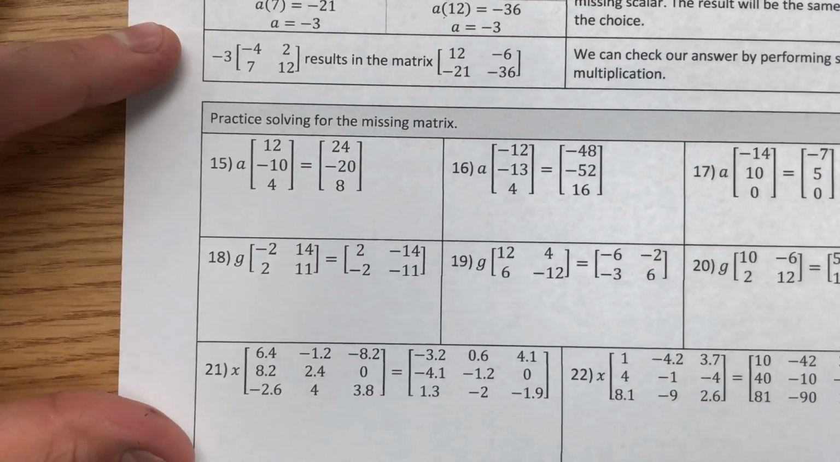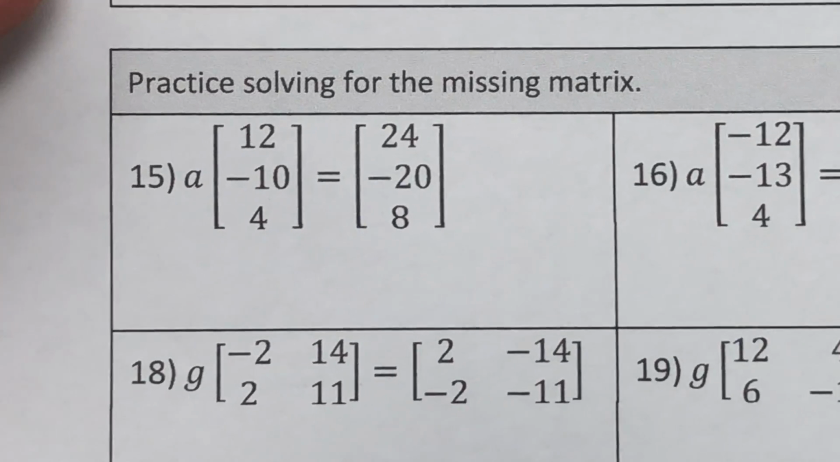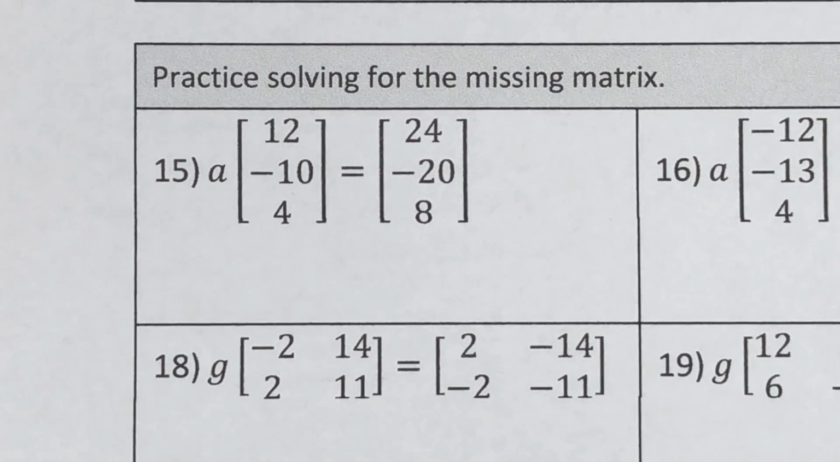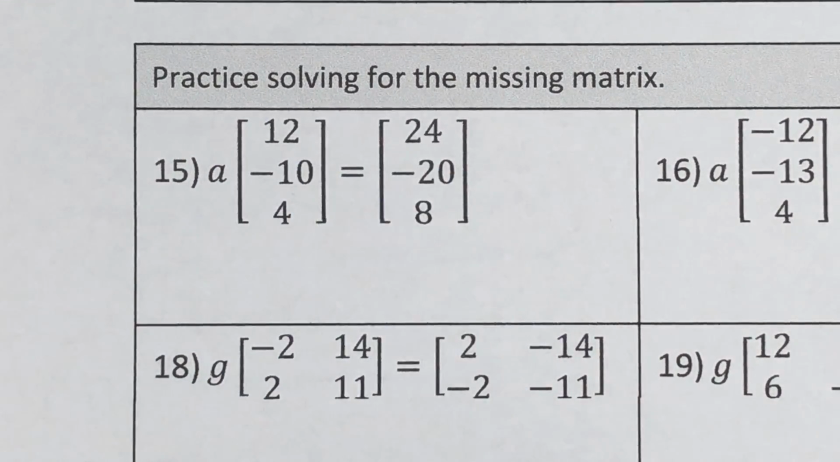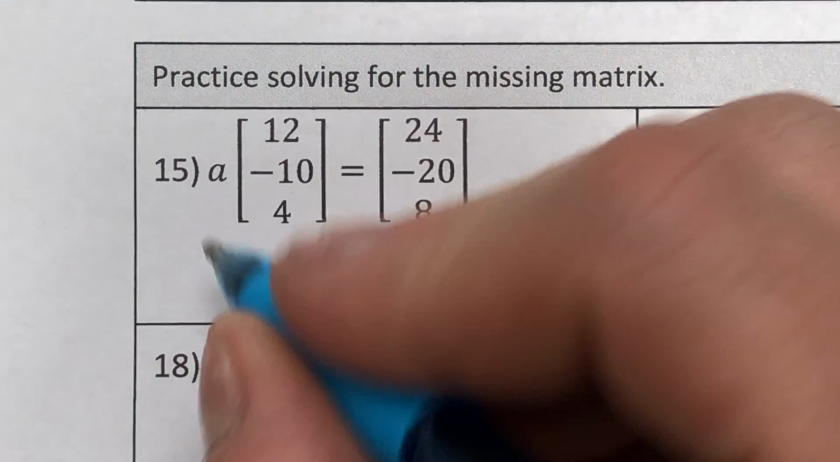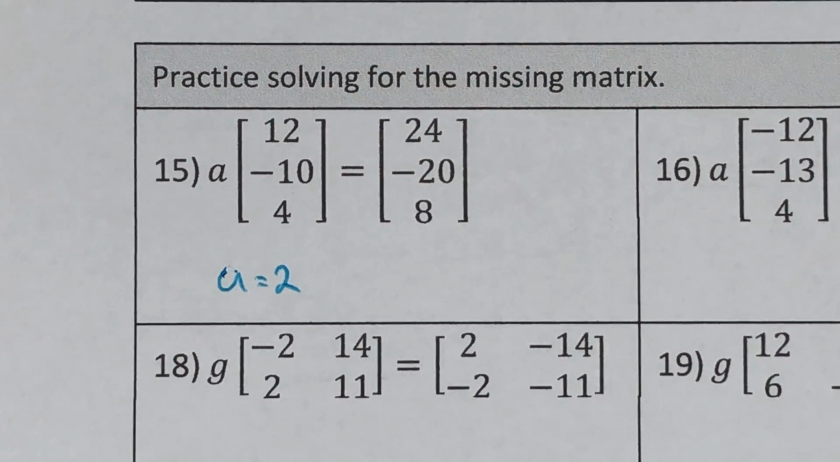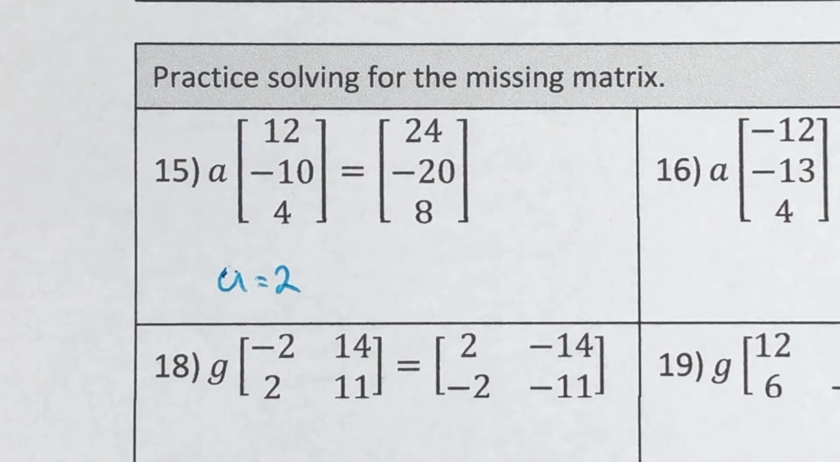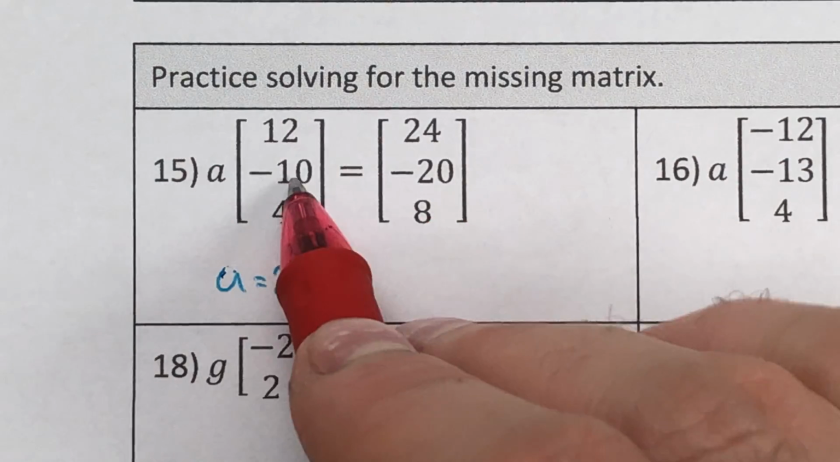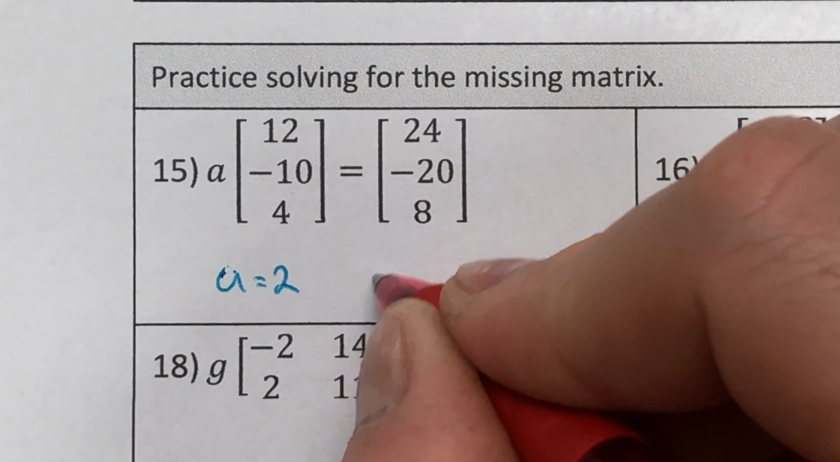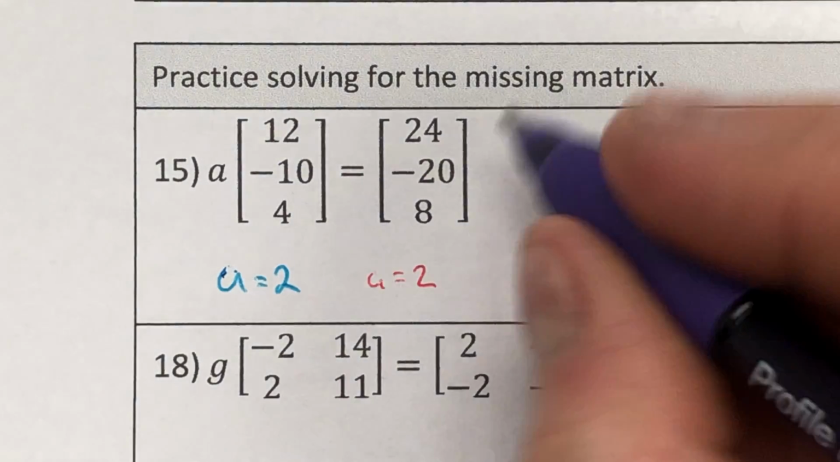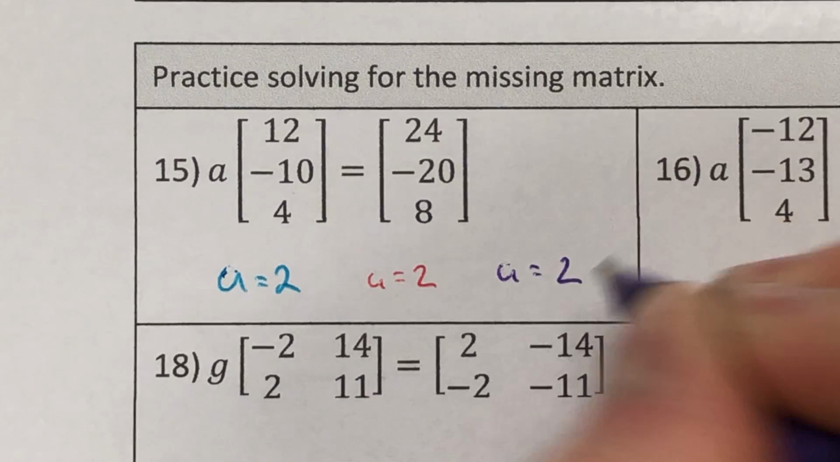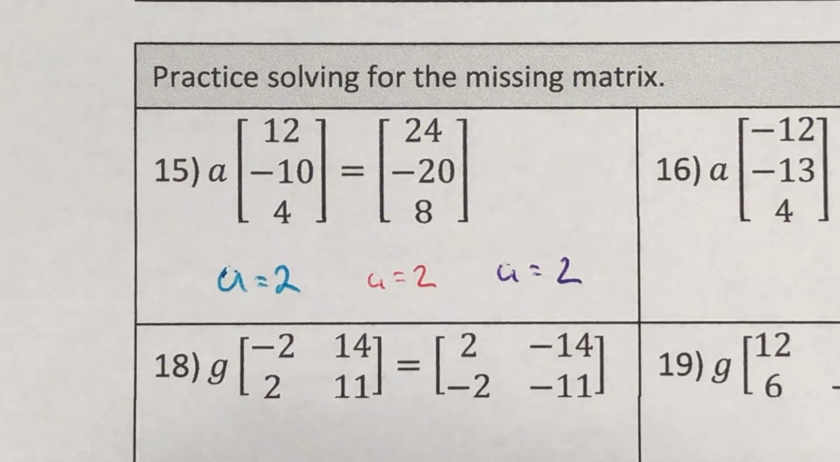So how would I go about doing that? Like if I looked at number 15, I'm going to say, okay, what times 12 gives me 24? I could say that's a 2. Now, I could try and verify and say, what times negative 10 is negative 20? Well, that'd still be a 2. What times 4 gives me 8? Well, that would still be a 2. No matter which answer you pick, A is equal to 2.